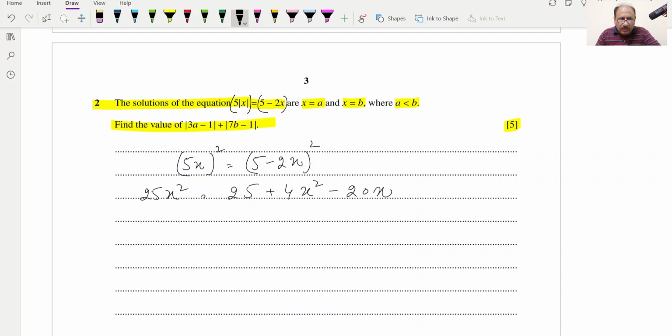Now we can add the like terms and form the quadratic equation. So we will shift everything from this side to the other side. So it will be 25x squared minus 4x squared plus 20x and minus 25 is equal to 0, and this will result in 21x squared plus 20x minus 25 is equal to 0.